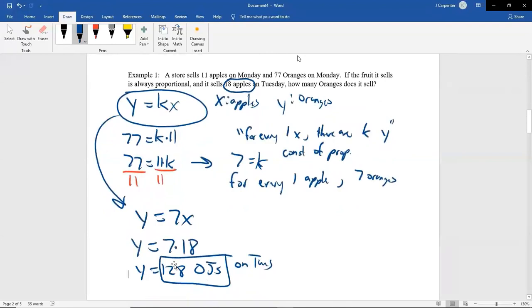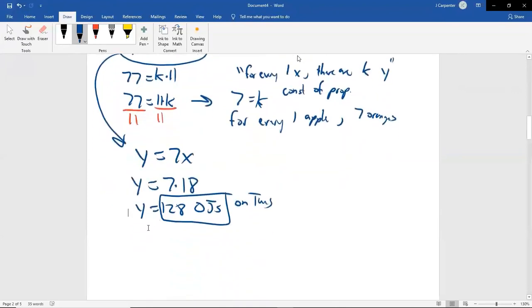126. Now remember that if one thing goes up, the other thing should go up with this idea of direct proportionality. So we went from 11 to 18 apples, which is us going up, and we went from 77 to 126 oranges, which is us going up. So that makes sense. All right, let's try another one.